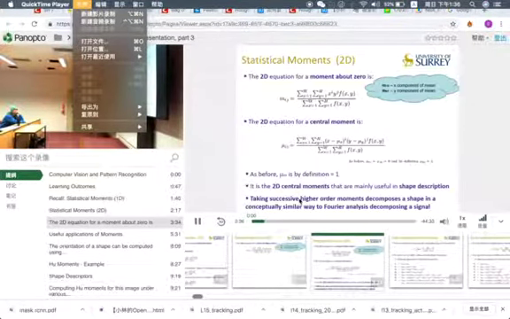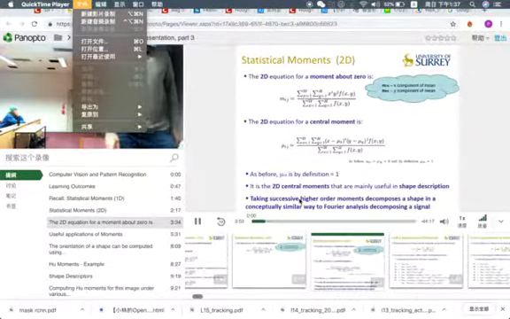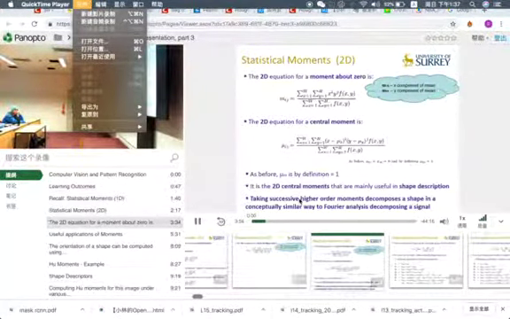The equation for the 2D central moment is similarly generalized. Remember last time we just took the x and subtracted the mean. Well, now we've got a mean we can calculate in the x and the y direction. We're going to subtract that from the x and the y respectively, and the rest of the equation remains the same. And it's this equation, the 2D equation for a central moment, the moment calculated about the mean, that is useful to us when we reason about moments to describe shape.